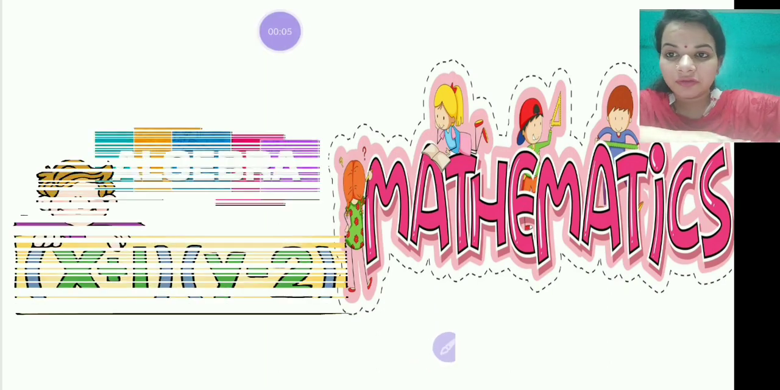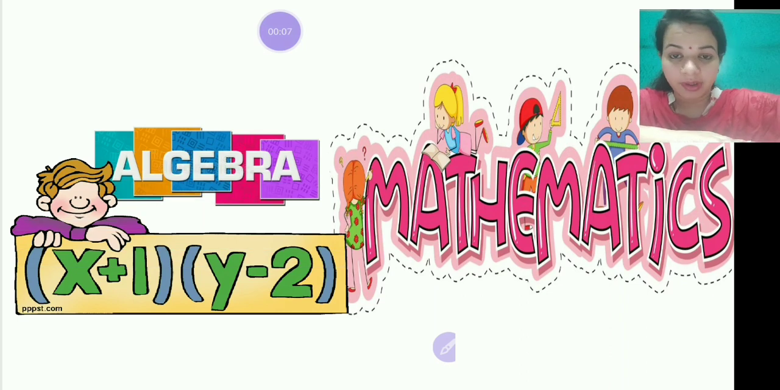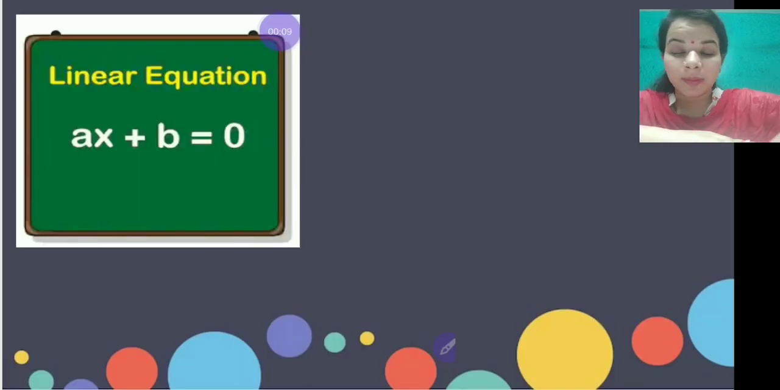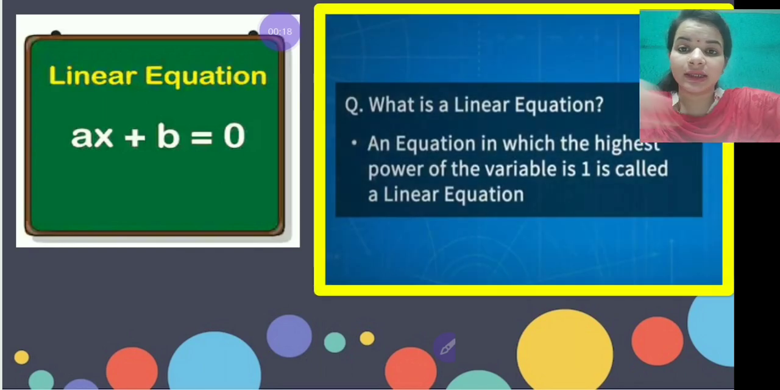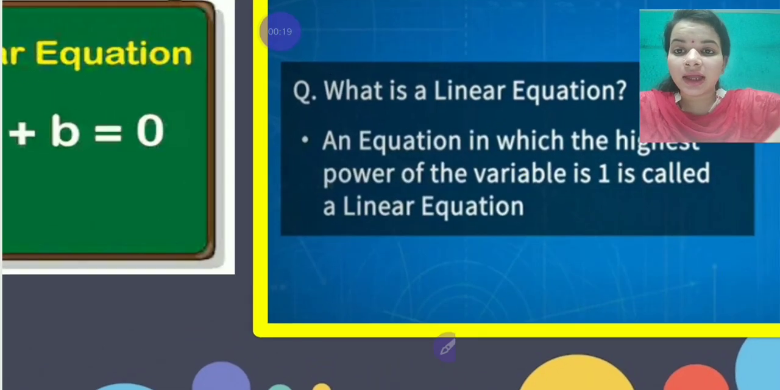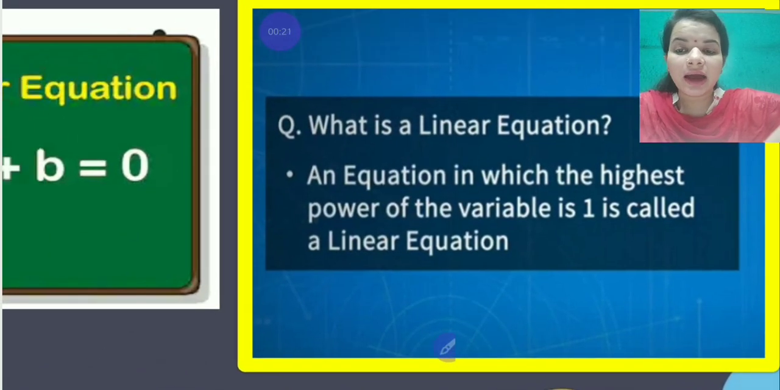Children, we have been doing the chapter algebra, right? Previously, the topic in algebra I have taught you was linear equation. So, first of all, let us quickly revise what is a linear equation. An equation in which the highest power of the variable is 1 is called a linear equation. Yes, children, I have told you this thing, right?